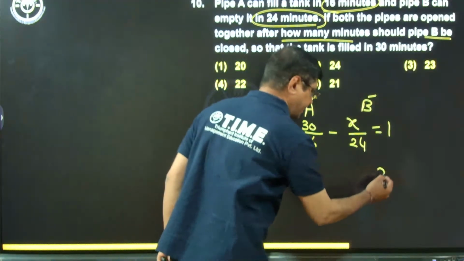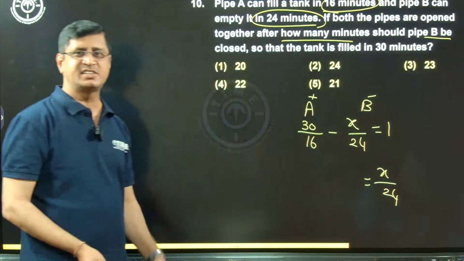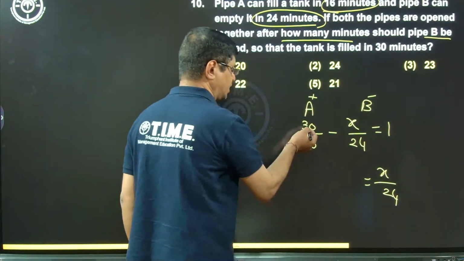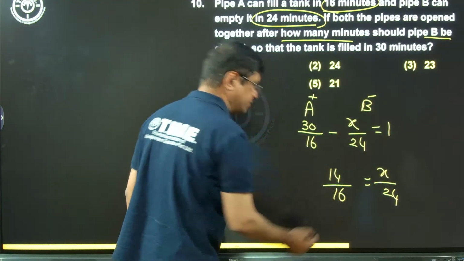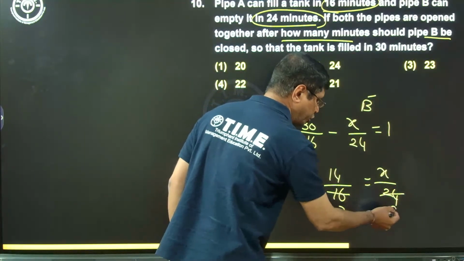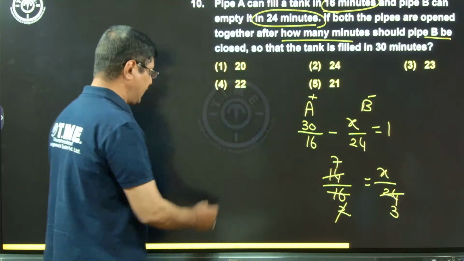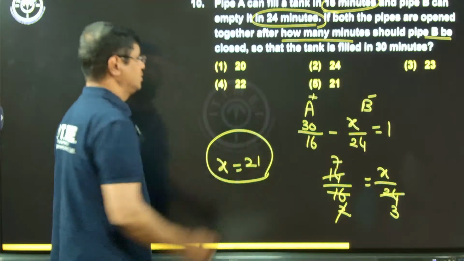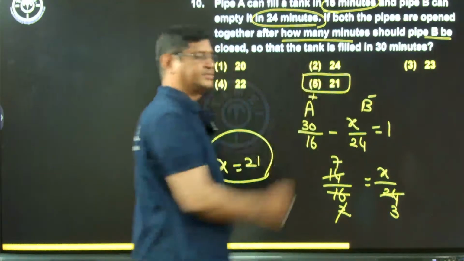Solving this by taking variables on one side, X by 24 is equal to 30 by 16 minus 1. When you subtract, 30 by 16 minus 1, the result is 14 by 16. Simplify: 8 exactly 2 times here, whereas in 24, 3 times. What about 2? 7 times in 14. The value of X is equal to 3 into 7, that is 21. What is the answer? Choice 5. The fifth choice is the right answer.